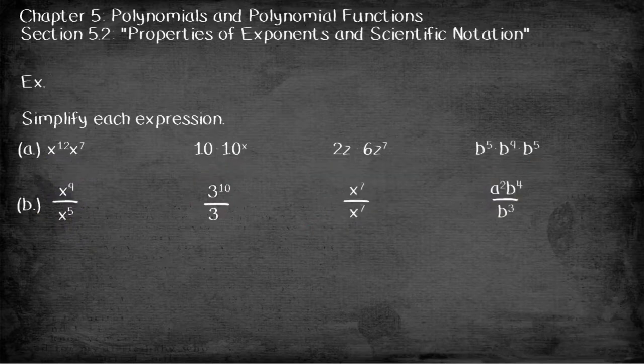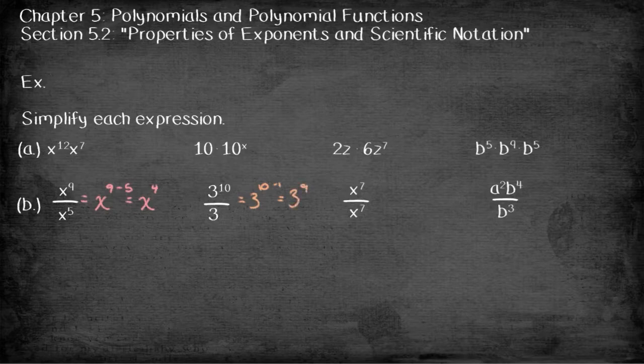Next up, we have these guys here, x to the 9th over x to the 5th. This is going to be equal to x to the 9 minus 5, which would be x to the 4 power. For my second expression, I'm doing the same thing again. Doesn't really matter that they're actual numbers. This is 3 to the 10 minus 1, or 3 to the 9 power.